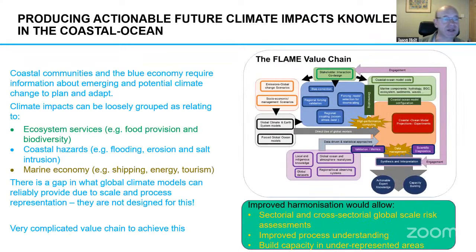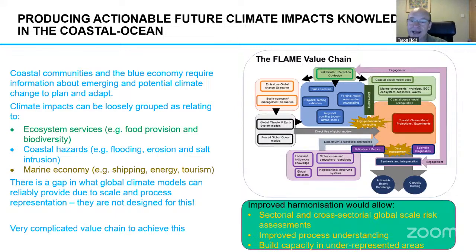So just to set the scene, we're talking about producing actionable knowledge for future climate change impact in the coastal ocean. This is because coastal communities and the blue economy generally require information about emerging and potential climate change and how to plan and adapt to that. This can be relevant to existing services, to coastal hazards, to the blue economy, and the interrelationships between them. Generally, there's a big gap in the knowledge of what climate models can provide in this space because they're essentially not designed as coastal ocean impact models.